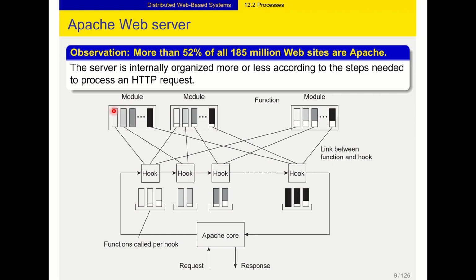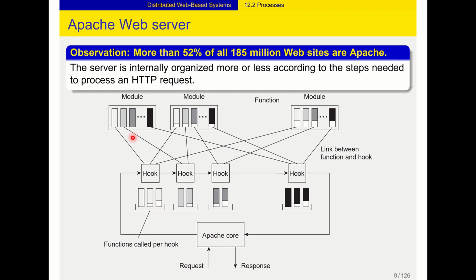So what is a hook? A hook is a placeholder for a specific phase in request processing, such as URL translation, access checking, MIME type determination, MIME multimedia data content determination. Each hook may contain several functions. That's why you see that for the hook here, there's a relation with multiple modules, right? These functions are not in the Apache core. Basically, the functions are provided by modules.